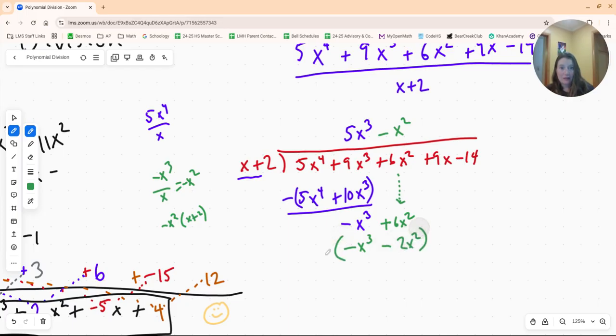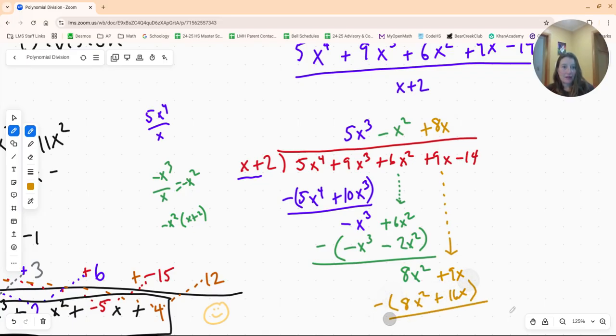So I'll subtract those. You've got to be really careful with the negatives. That's the only real tricky part here. All right, my negative x cubes canceled out. 6x squared minus negative 2x squared is 8x squared. Bring down my next term, which is 9x. How many x's go in 8x squared is 8x. So it would be 8x squared plus 16x, subtract them. The 8x squareds cancel out. 9x minus 16x is negative 7x.